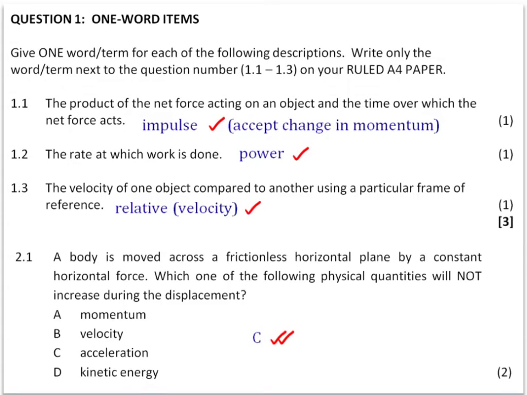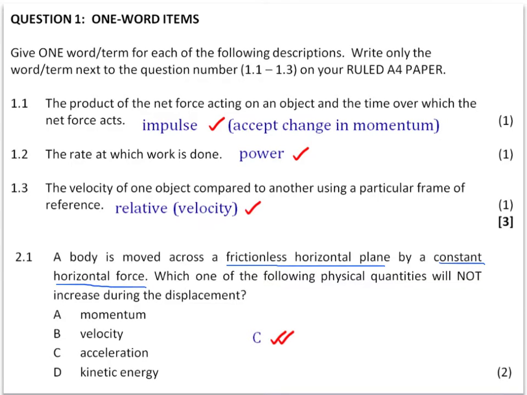Question 1 is fairly straightforward. These are basically just definitions straight out of your textbook. Moving on to question 2.1. Here you have a body moved across a frictionless horizontal plane by a constant horizontal force.